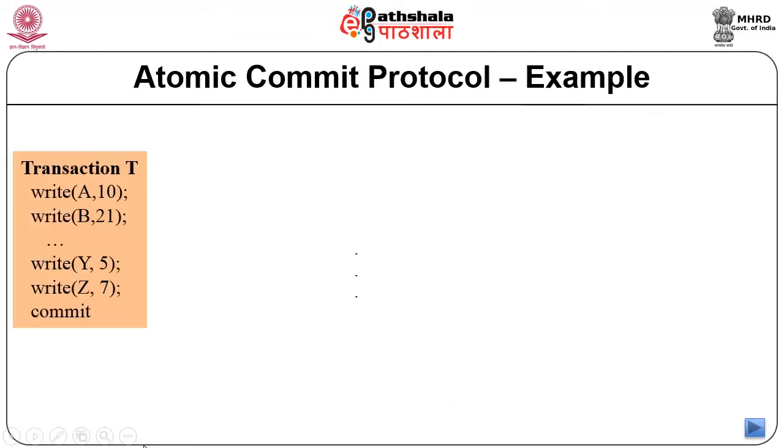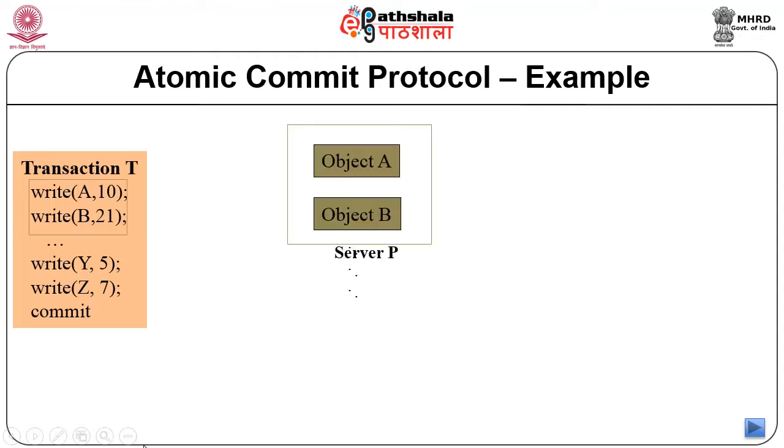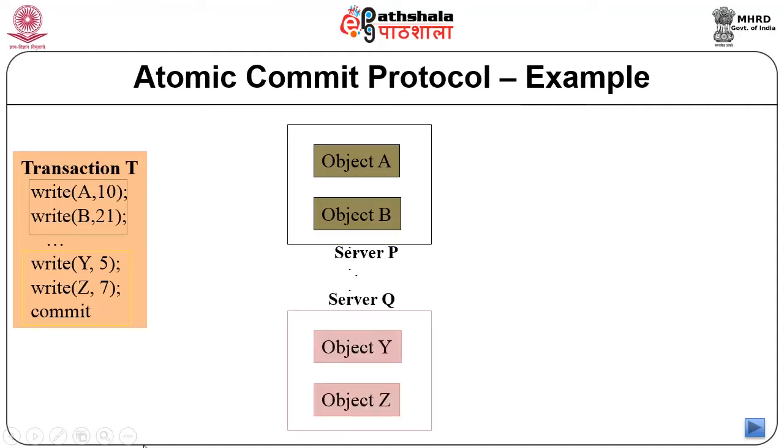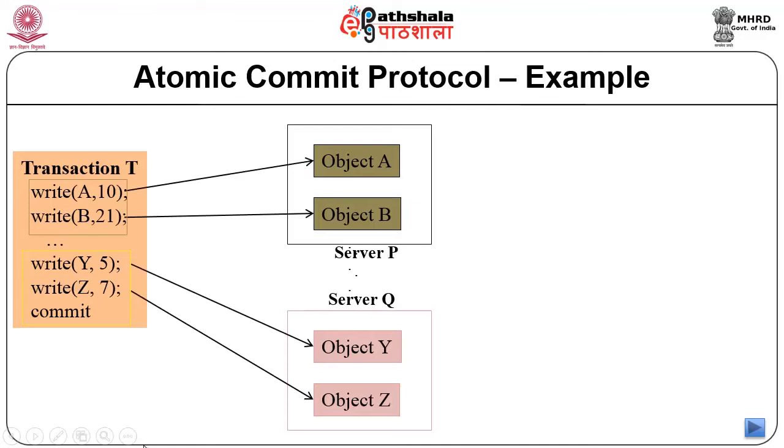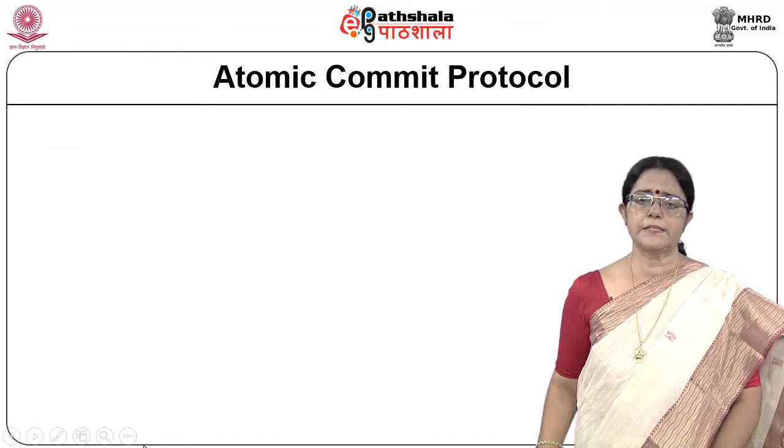So, here is an example of a transaction. The transaction has write a comma 10, write b comma 20, write y comma 5 and write z comma 7. Now, server P contains two objects a and b, while server Q contains the other two objects y and z. So, this makes it a distributed transaction, and the transaction has to access both the servers for executing all four instructions.